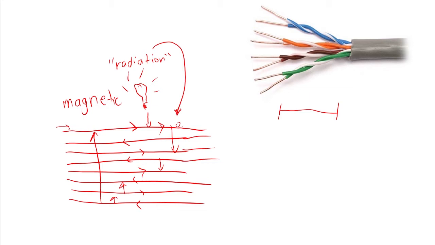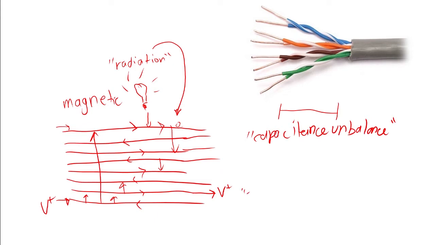So a complicated word for this is capacitance unbalance. So we apply a voltage onto one wire and we see a difference in the voltage on another wire, then we know we've got some bleed, and we call that crosstalk.